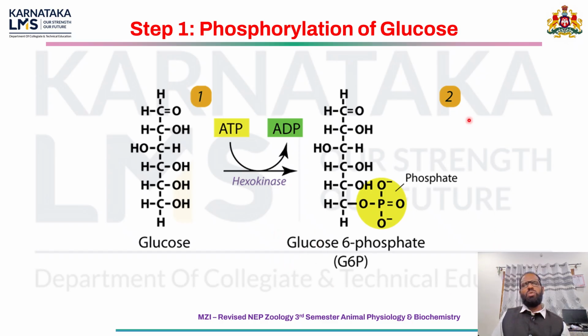And this is very, very important. Why is this phosphorylation of glucose important? If the phosphorylation of glucose doesn't take place, then what will happen? Glucose can enter and go out of the cell at any time.